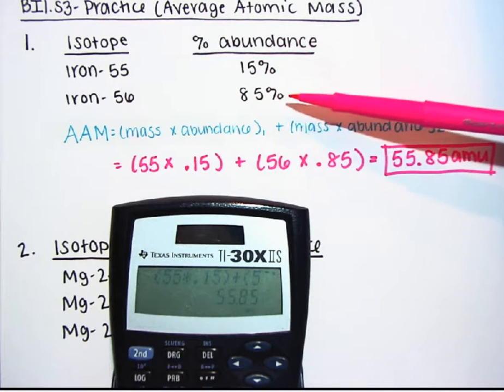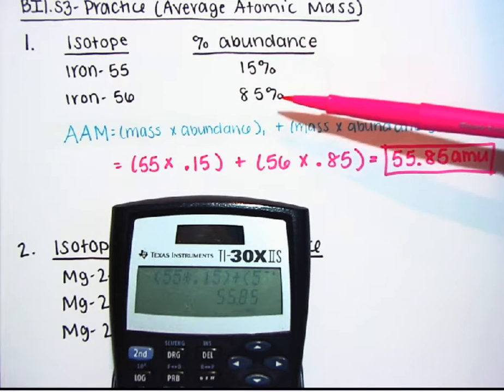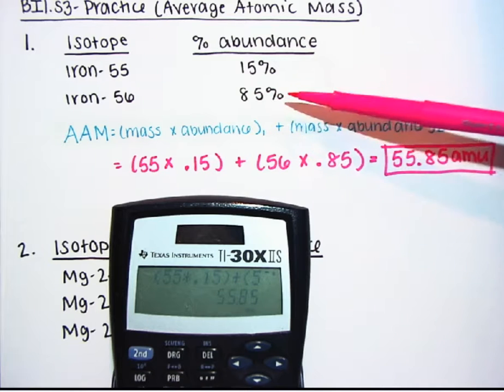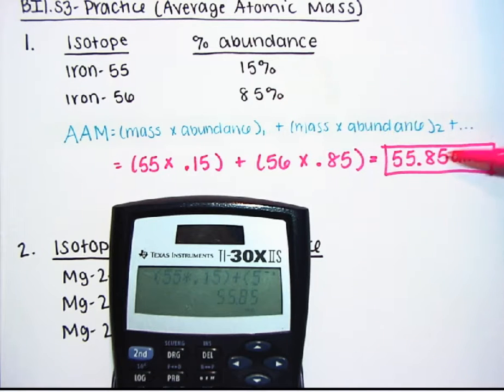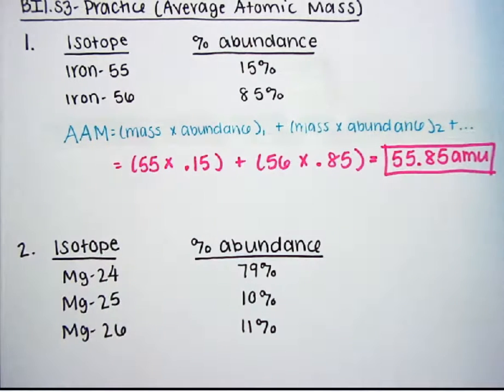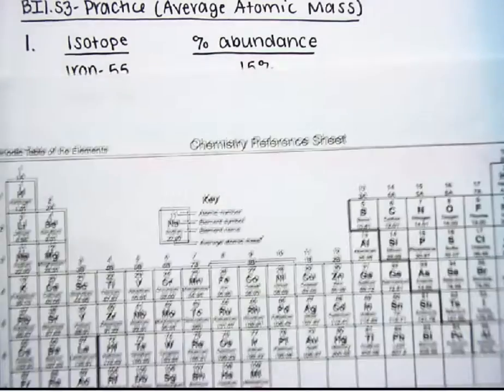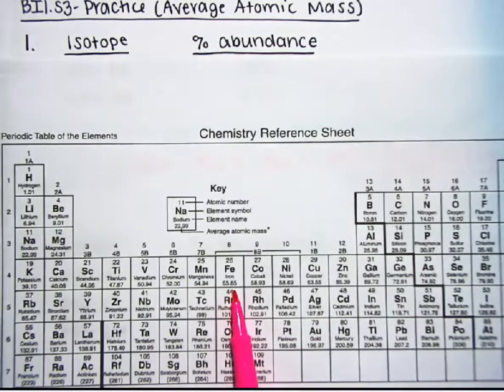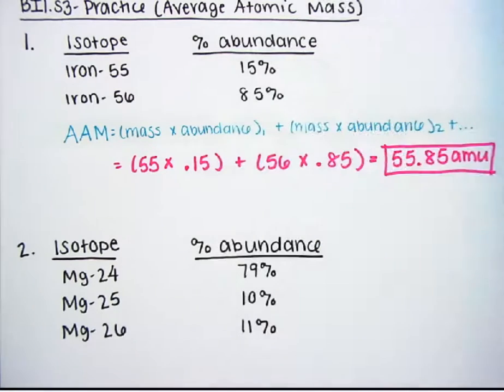Next, iron 56 is much more abundant. It is worth more. It has a greater percent. Your average should be closer to 56 than it is to 55, which it is. Last check. You know that it is iron. So grab your periodic table. Iron has an average atomic mass of 55.85. Make sure you're close to that number on the periodic table.